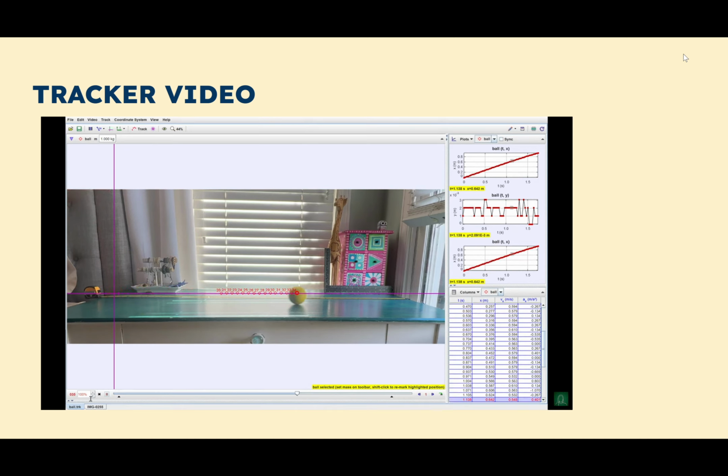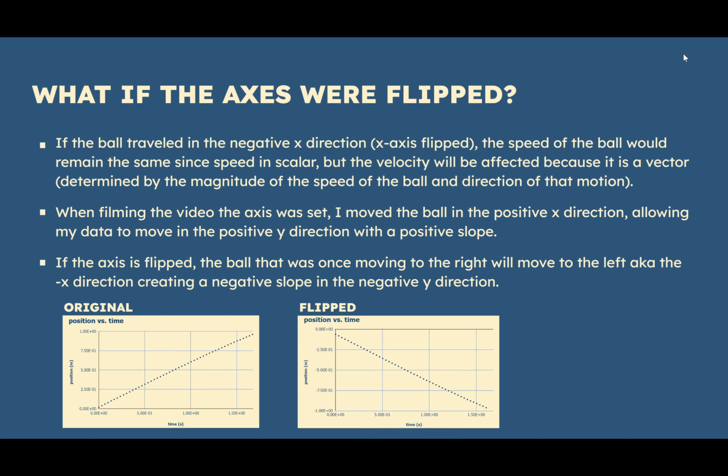What if the axis were flipped? If the ball traveled in the negative x direction, the speed of the ball would remain the same since speed is scalar, but the velocity will be affected since it's a vector. When filming the video, the axis was set. I moved the ball in the positive x direction, allowing my data to move in the positive y direction with a positive slope. If the axis is flipped, the ball that was once moving to the right will now move to the left, also known as the negative x direction, creating a negative slope in the negative y direction, as seen in the given graphs.